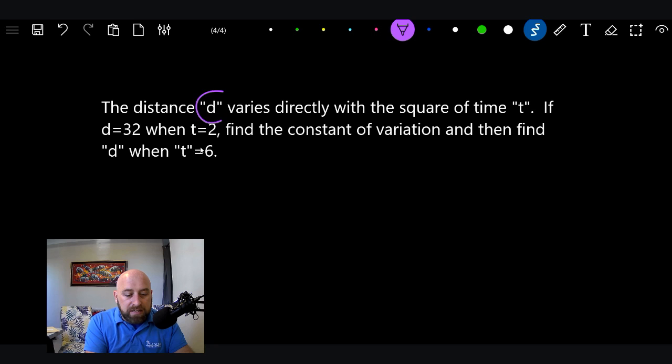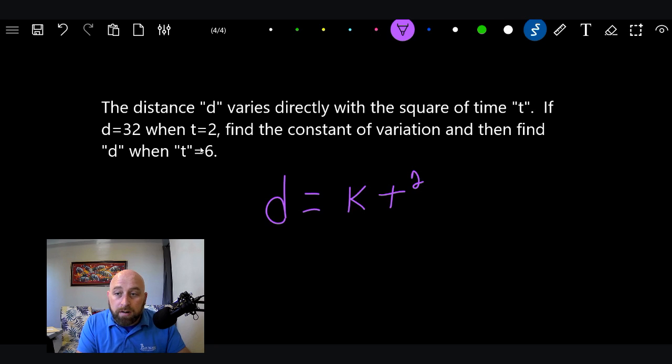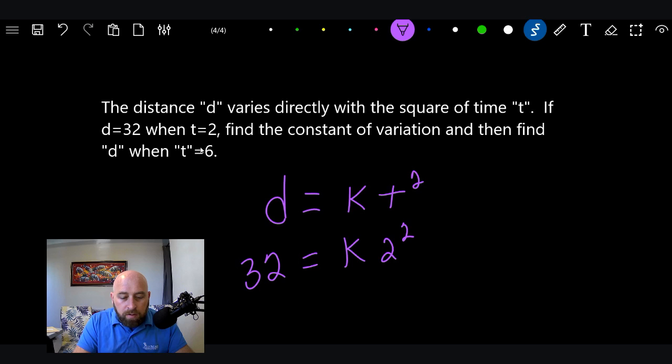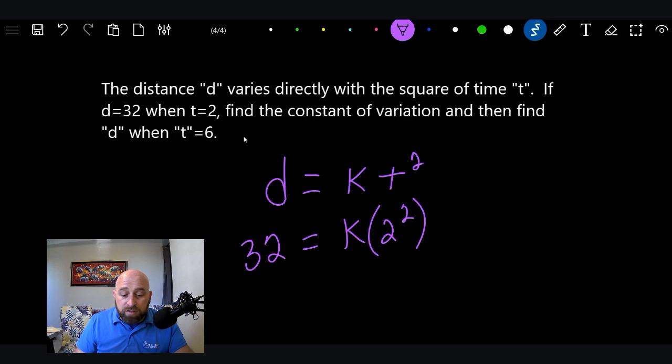On this one, distance, D, varies directly, so D is our output, with the square. Now that's interesting right there, the square of time. So what does that mean? Equals K, that's our constant, and T for time, but it's time squared. Interesting. You got to write what it says. If it says the square of time, we got to write the square of time. If distance equals 32 and time equals 2, what does K equal? Well, just figure it out, solve it.